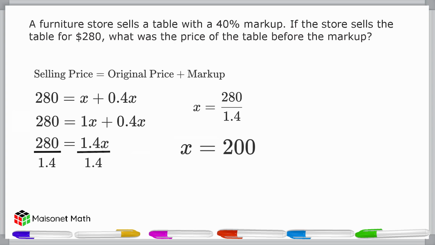So the table originally cost $200 before the store applied the markup. And that's how you find the original price of an item when you know the markup percentage and the selling price.